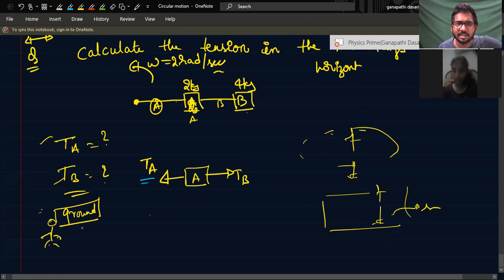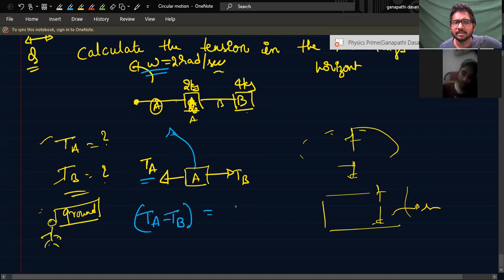So now it is from the ground, a person standing on the ground. It is moving in a circular motion, right? If it is moving in a circular motion with a given constant omega, 2 radian per second, that means the force responsible for moving in circular motion should be a centripetal force, otherwise it cannot move in circular motion. That centripetal force is provided by the net tension force. If it is moving in the circle, the centripetal force should be towards the center. That means TA should be higher. So TA minus TB is equal to what?